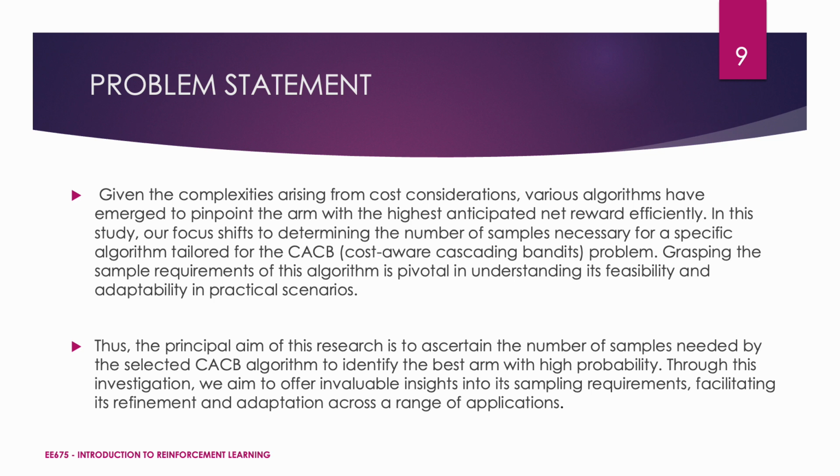efficiently. Our study now focuses on determining the number of samples which are required for a specific algorithm tailored for the cost-aware cascading bandit problem. Understanding the sample requirements is crucial for both assessing the algorithm's feasibility and adaptability. The primary goal of our research is to identify the number of samples needed by the selected cost-aware cascading bandit algorithm, which is a UCB (upper confidence bound) based algorithm, to identify the best arm with high probability. Thus, we will be able to adapt the bandit setting for a variety of applications.